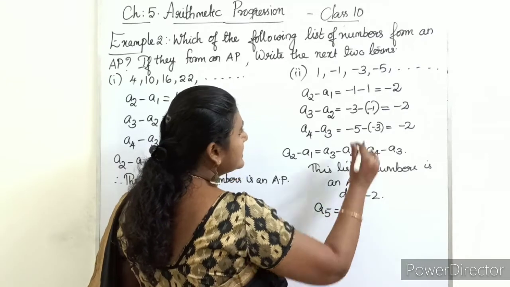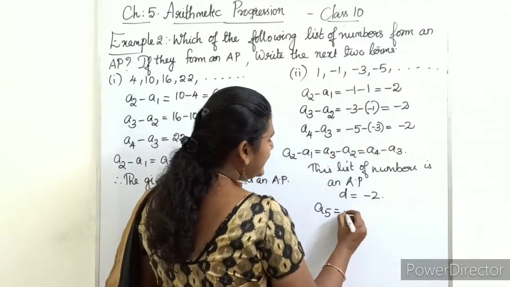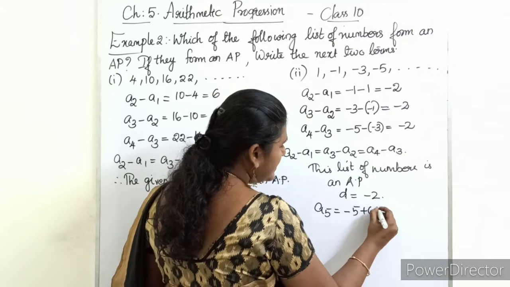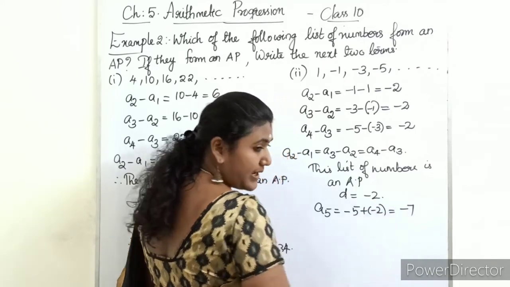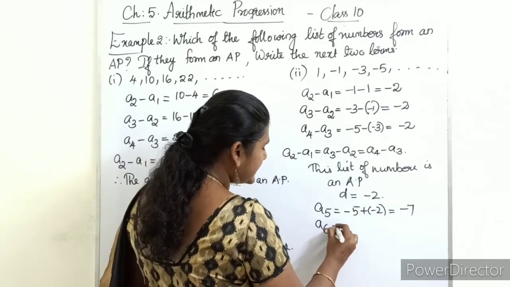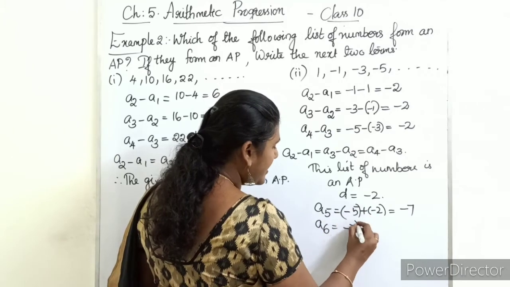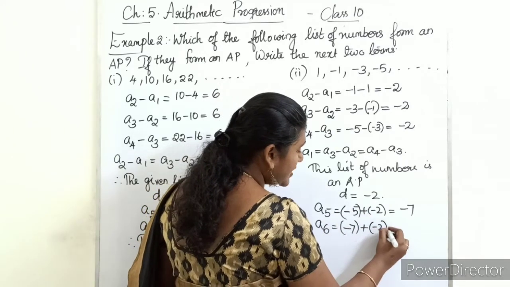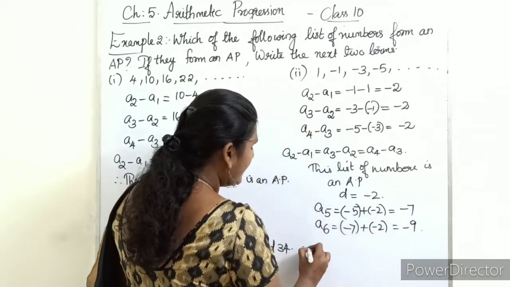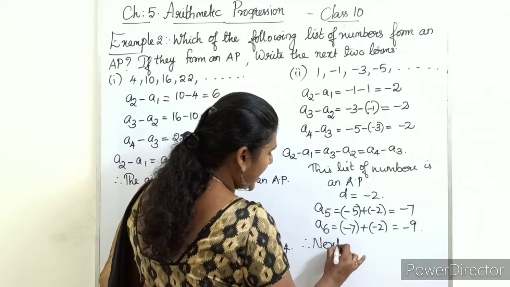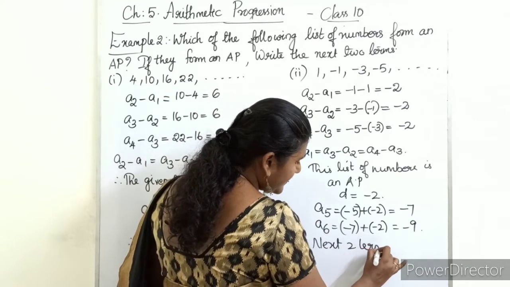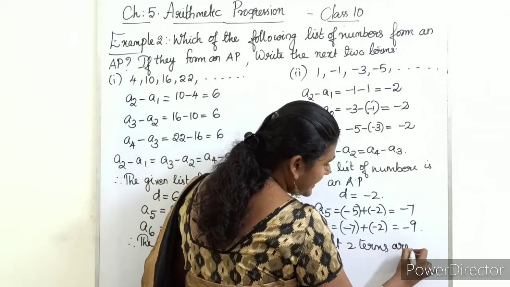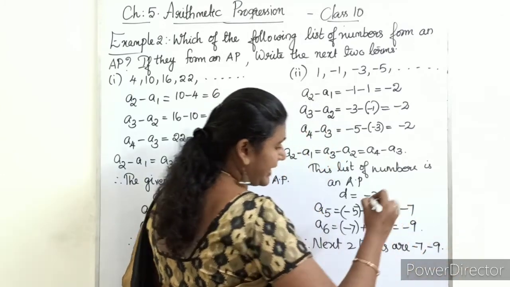A5 is nothing but A4 plus D, that is minus 5 plus minus 2. So the answer is minus 7, and A6 is equal to minus 7 plus minus 2, that is equal to minus 9. Therefore next two terms are minus 7 comma minus 9.